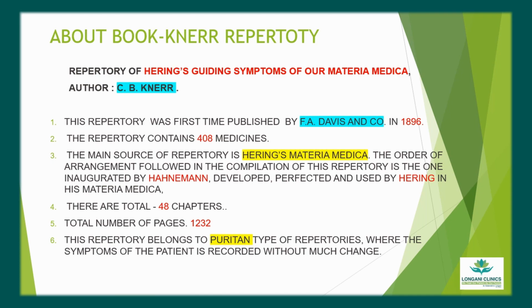The order of arrangement followed in the compilation of this repertory is the one inaugurated by Hahnemann, developed, perfected, and used by Hering in his Materia Medica. There are a total of 48 chapters. The total number of pages is 1232. This repertory belongs to the Puritan type of repertories, where the symptoms of the patient are recorded without much change.